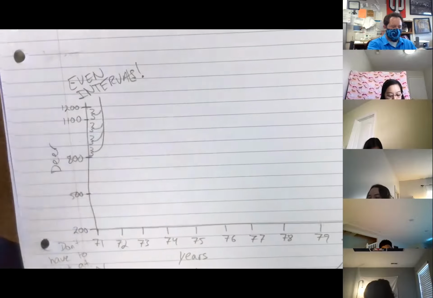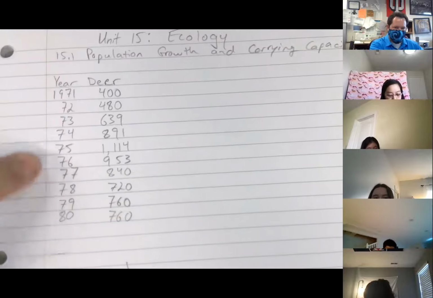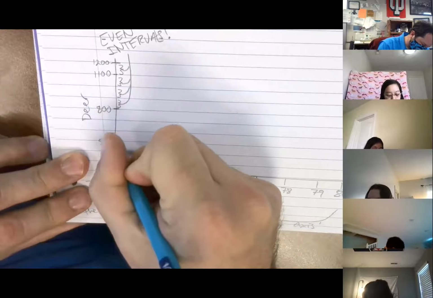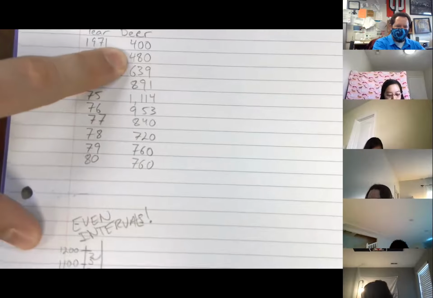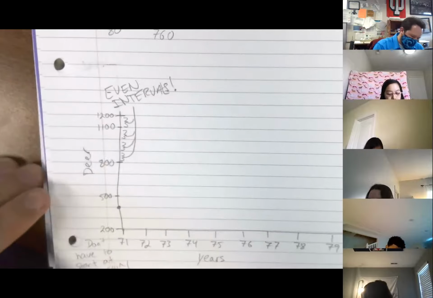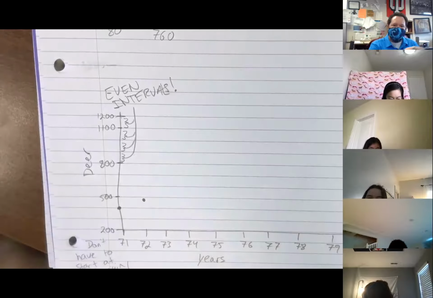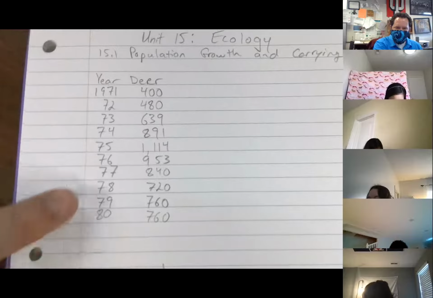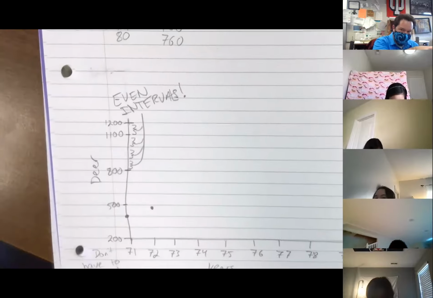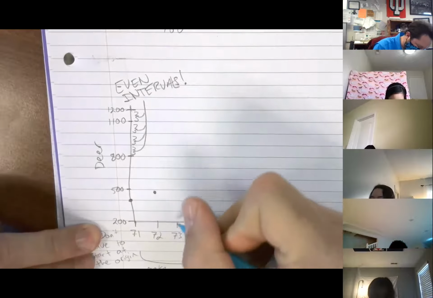All right, let's plot our points then. 1971, we had 400 deer. 1972, we're up to 480 deer. It didn't go up very much that first year. That's okay. 1973, 639 deer. Okay, so now we're starting to increase.